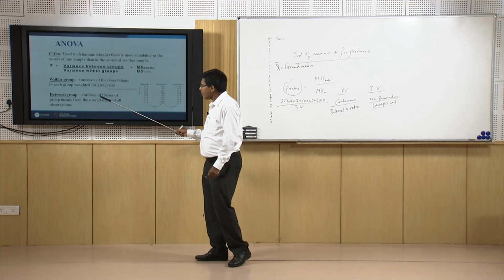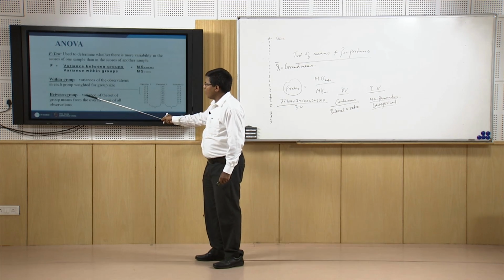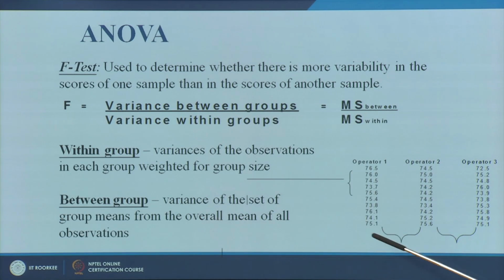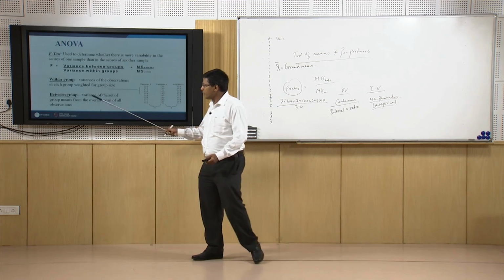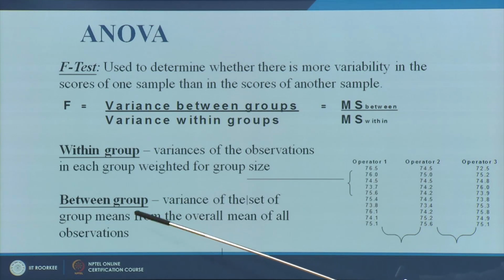Now, this is the between group. Between this and maybe this is another one, there are 3 possibilities. It is the variance of the set of group means from the overall mean of all observations. So, what it is saying is how much is the variance of all the group means from the overall mean of the observations.